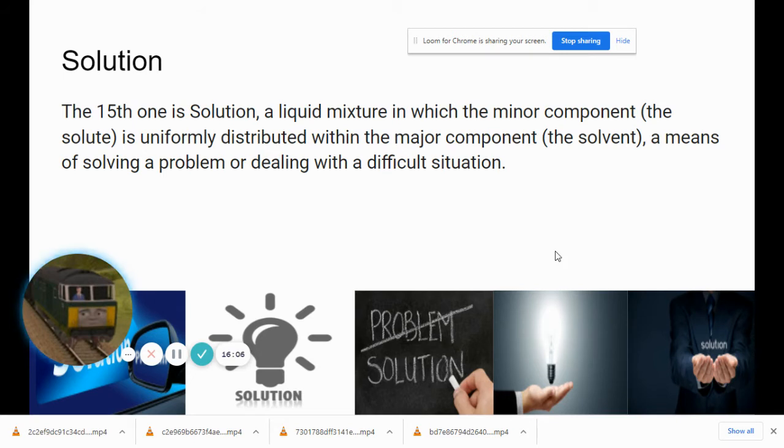All right, solution. The 15th one is solution: a liquid mixture in which the minor component, the solute, is uniformly distributed within a major component, the solvent; also, a means of solving a problem or dealing with a difficult situation.